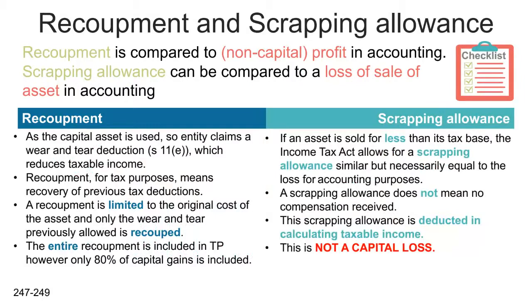So far we've learned that the non-capital portion of profit is called the recoupment. The capital portion of profit is called the taxable capital gain. And if there's a loss on sale of the asset, we call it a scrapping allowance. So that's another new term that we learned today: scrapping allowance.